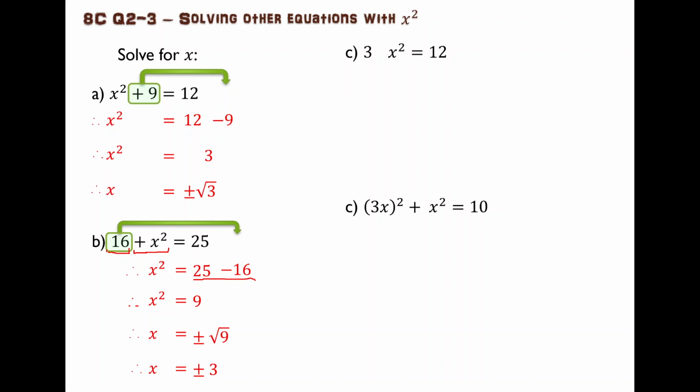Just to check that out, suppose x was 3. Then x squared would be 3 times 3, which is 9. 16 plus 9 is 25. It works. Cool. So the solutions do work.